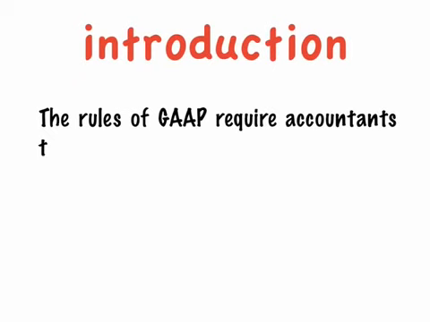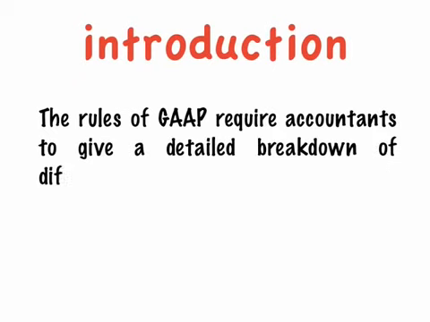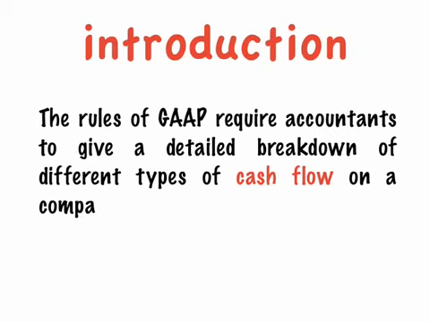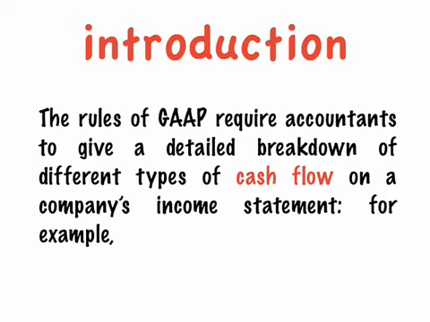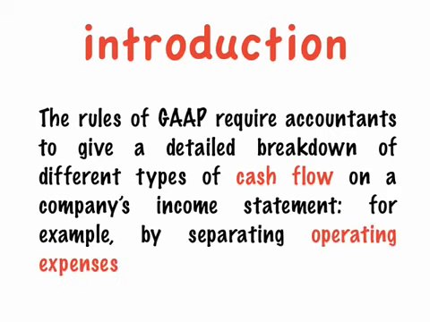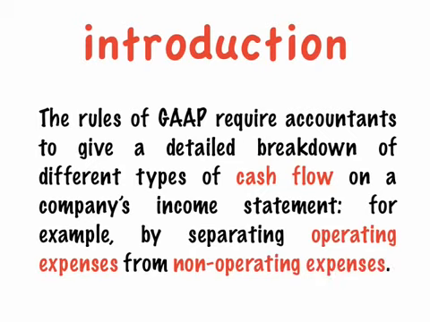The rules of GAAP require accountants to give a detailed breakdown of different types of cash flow on a company's profit and loss statement. For example, by separating operating expenses from non-operating expenses.